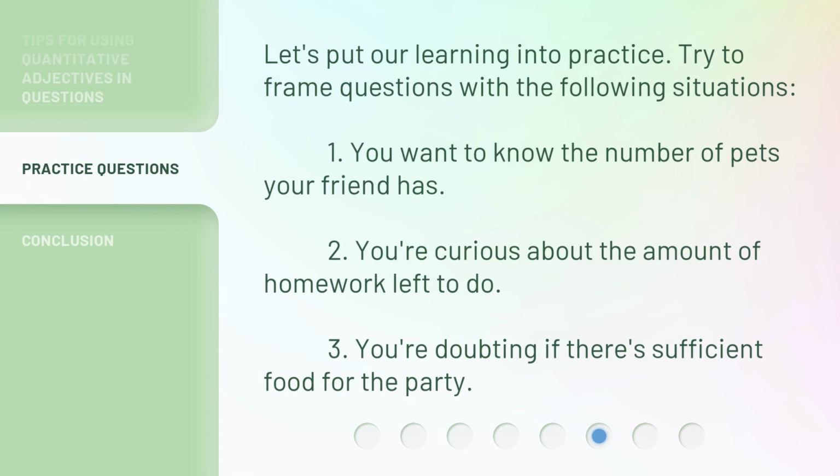Let's put our learning into practice. Try to frame questions with the following situations. One: You want to know the number of pets your friend has. Two: You're curious about the amount of homework left to do. Three: You're doubting if there's sufficient food for the party.